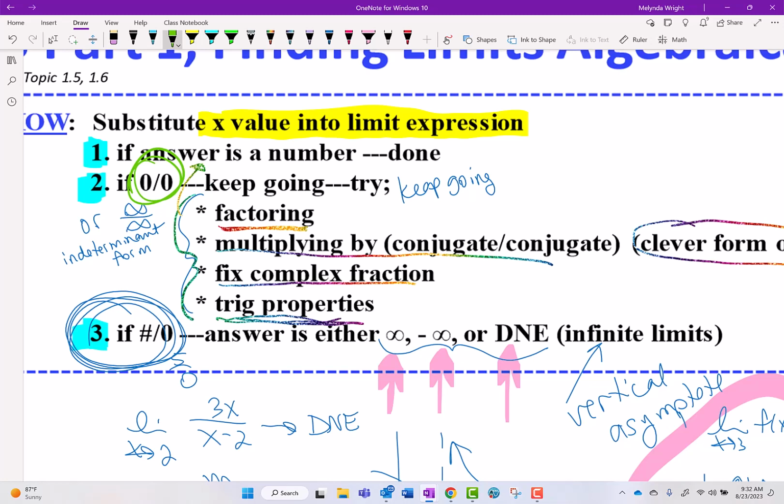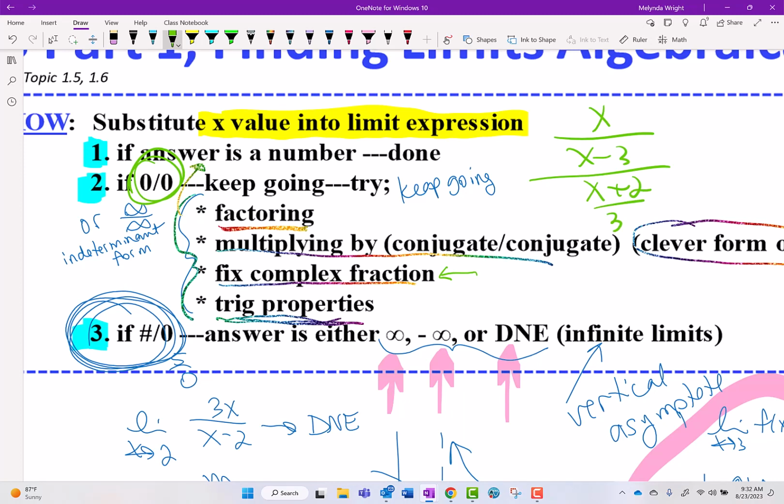Really, to be honest, it's kind of like guessing. What does it look like? As I look at these 4, I know it's not trig, so I can discount that 4th one. I don't have a complex fraction, so I don't need to worry about that one. Complex fraction, I'll just remind you, a complex fraction would be like this.